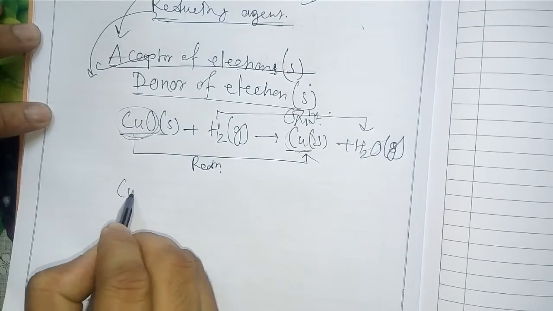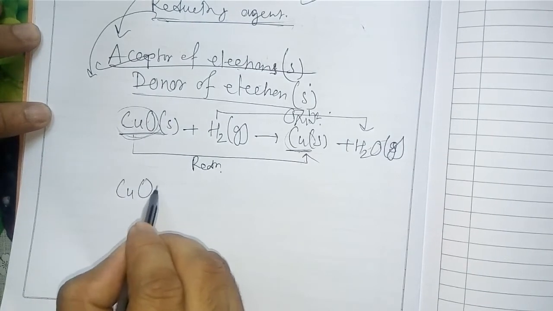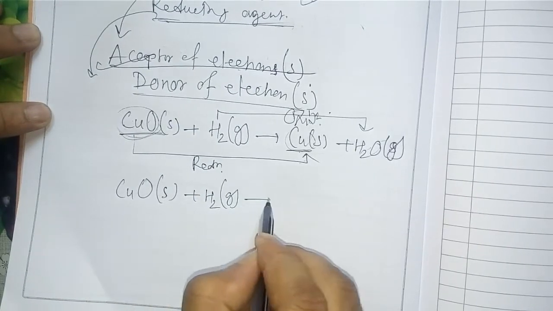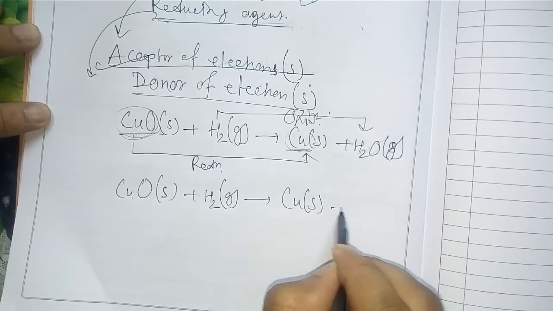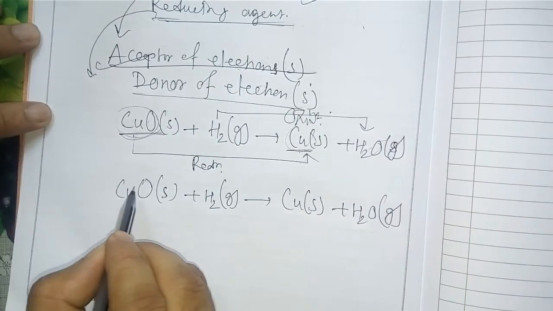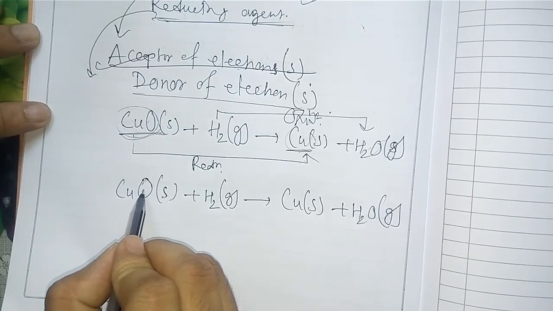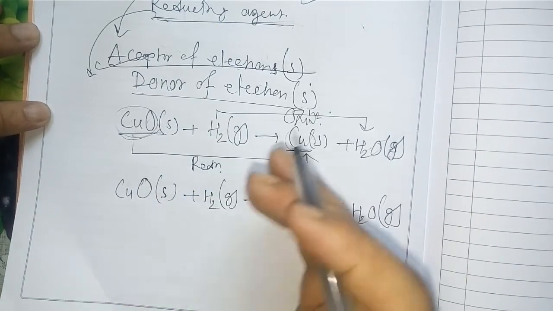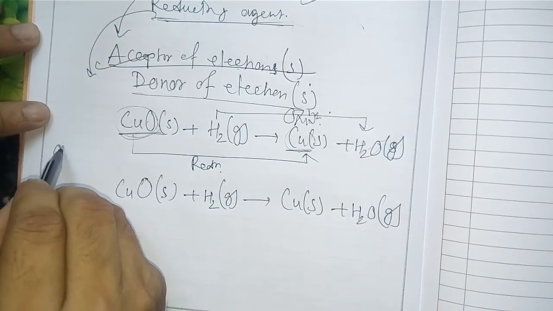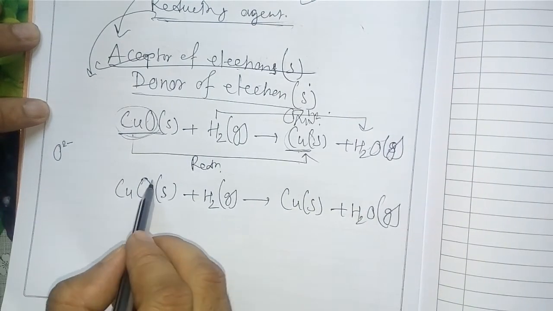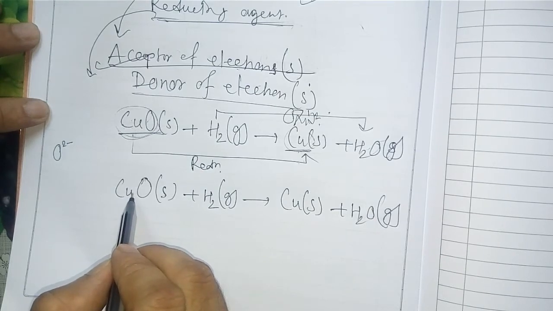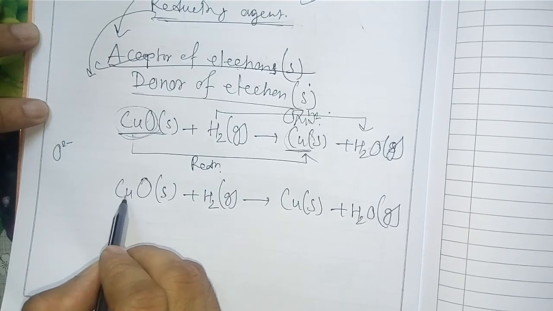we have to find out like this. This one, CuO, solid, plus H2, gaseous, to form Cu plus H2O, gaseous. Now what is the oxidation number of oxygen? The oxidation number of oxygen is -2. And now you have to find out the oxidation number of copper. So how to find out?